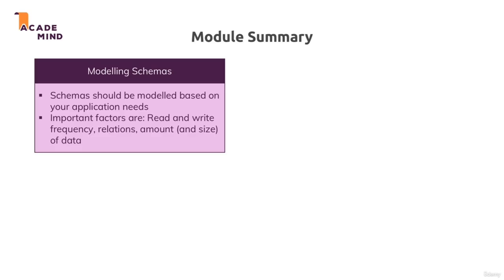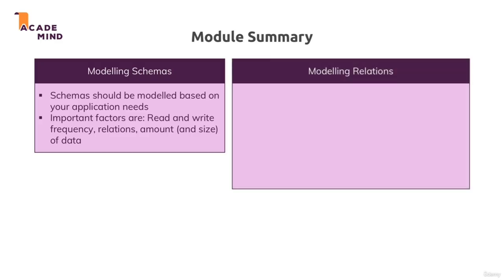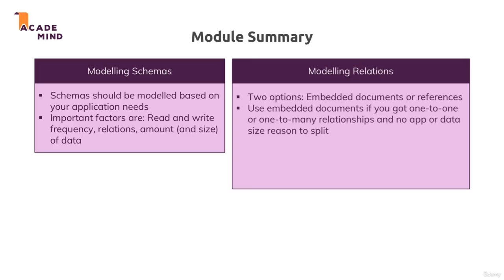Important factors are the factors I just mentioned: frequency, relations, size, and so on. You also learned about data types there, by the way. Text, integers, long integers, decimals, and I will also come back to the numbers later in this course. We also had a detailed look at relations in this module. You basically have two options: embedding or references. And you want to use embedded documents if you got a one-to-one or one-to-many relationship, and if it makes sense for your app and the way you interact with your data, with all the points I highlighted throughout this module and a few seconds ago.